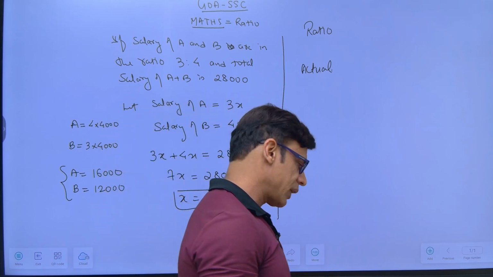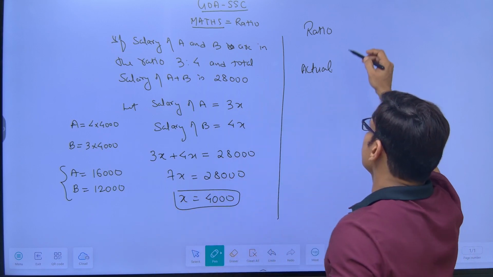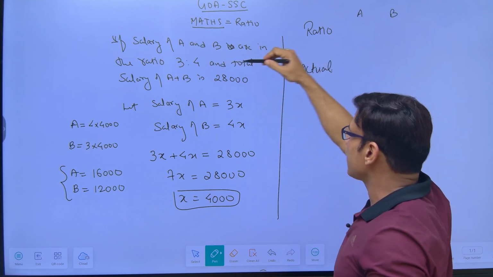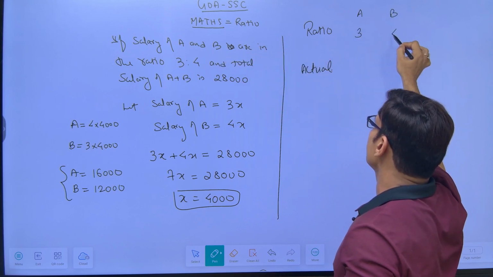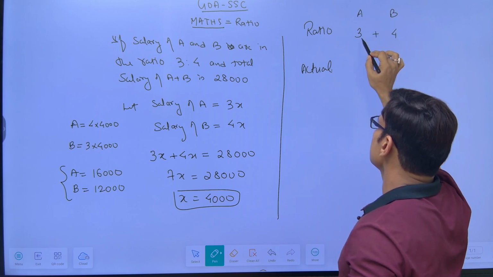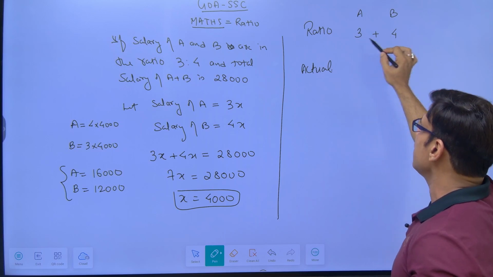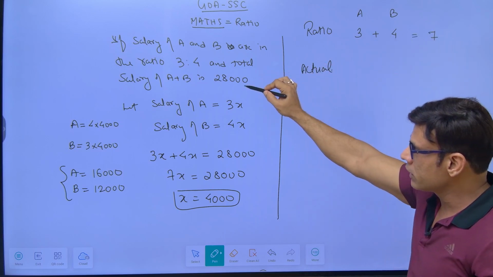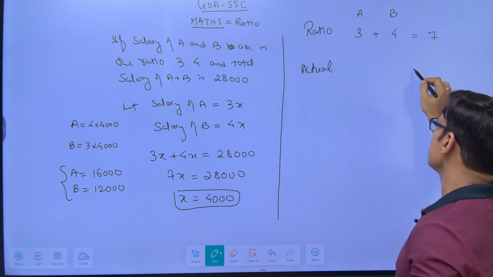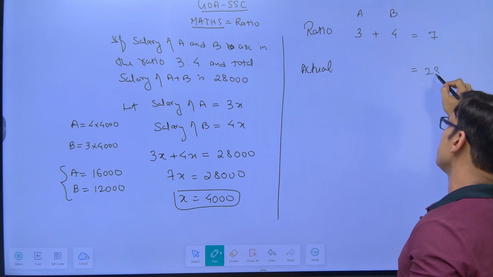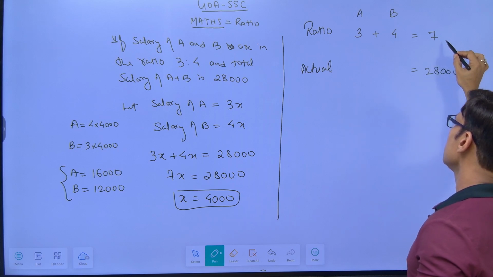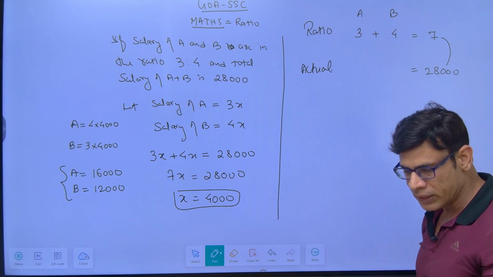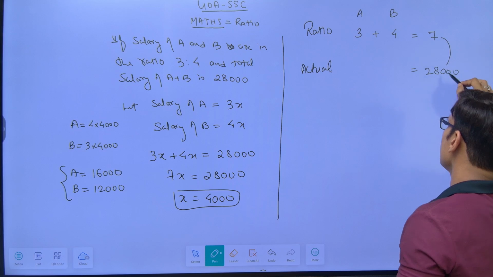So on ratio scale, there are two people, A and B. On ratio scale, their salaries are 3 parts and 4 parts. So if I add their salaries on ratio scale, this comes out to be 7 parts. But on actual scale their salary is 28,000. Now you have to multiply 7 with something to get 28,000. This is called the multiplying factor.